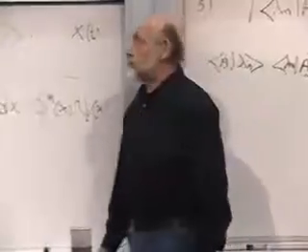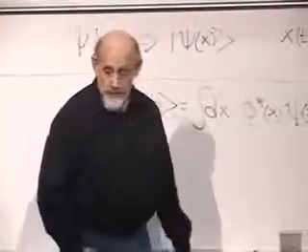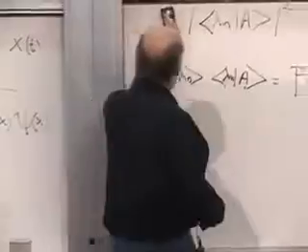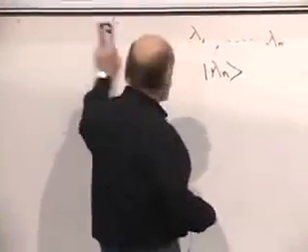Now, let me give you an example of some operators. We can check that they are really operators. Check that they're Hermitian. Find their eigenvalues. Interpret them as observables. And see what their probabilities correspond to.